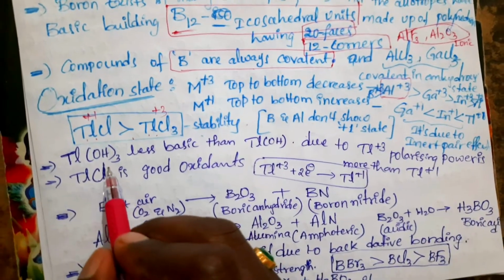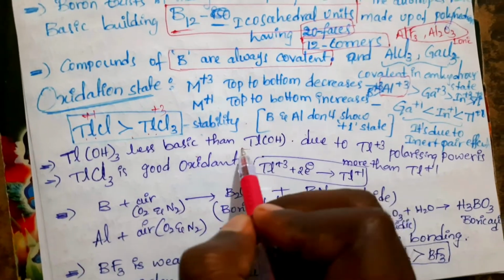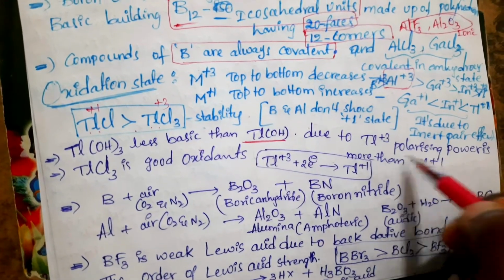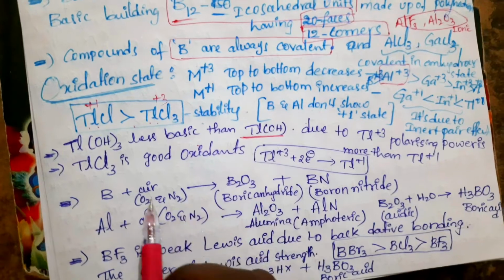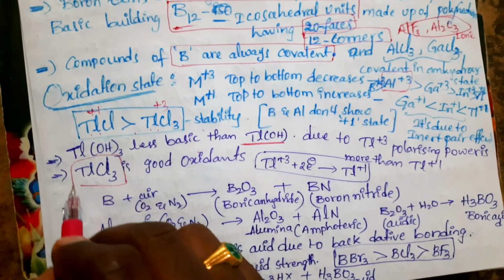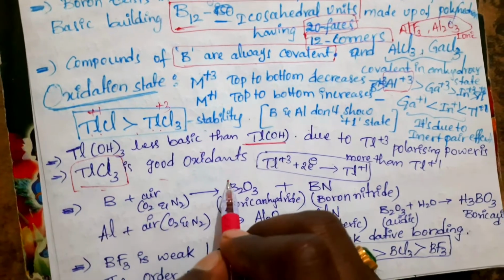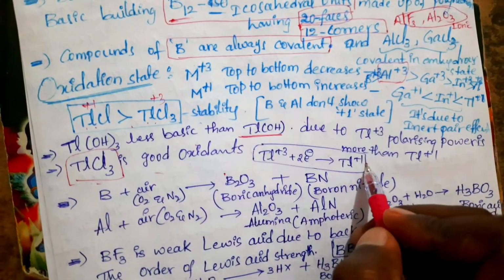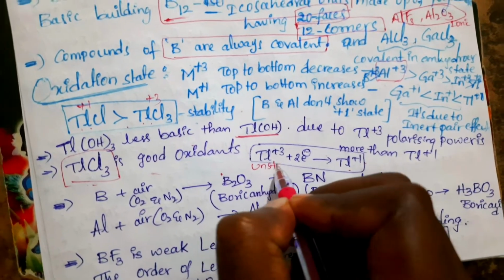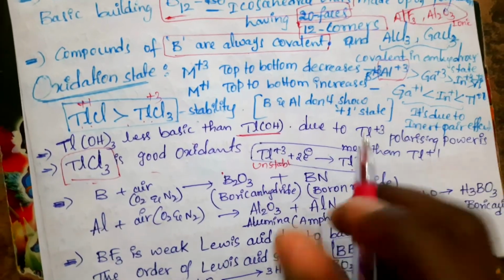Now you can see thallium trihydroxide is less basic than thallium hydroxide, because thallium +3 has more polarizing power than thallium +1. So here thallium trichloride is a good oxidant, because by gaining 2 electrons it converts to the more stable thallium +1. It is an unstable one. Unstable molecule changes to stable molecule.